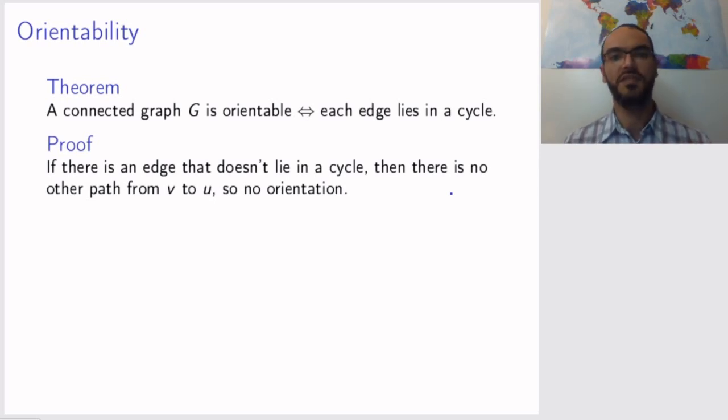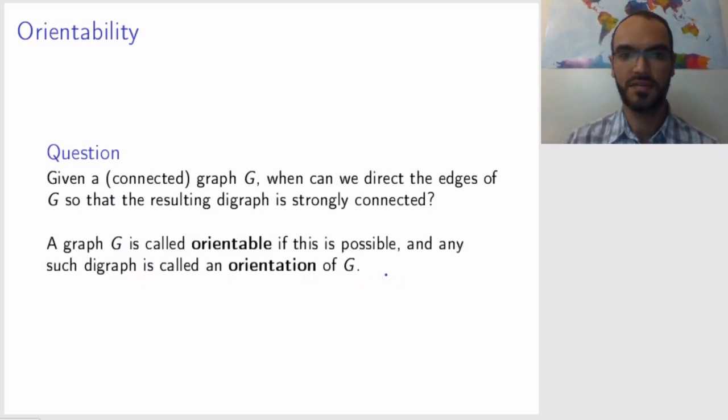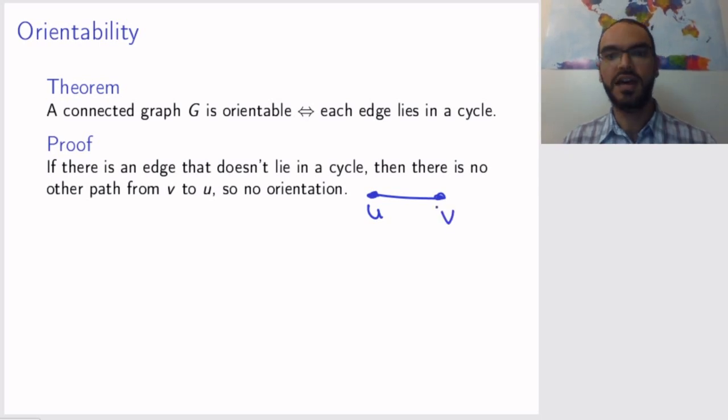It is orientable if and only if each edge lies in a cycle. So remember, this was our problem here, that this edge did not lie in a cycle, and therefore the graph was not orientable. So let's prove this. Assume that there is an edge that does not lie in a cycle. So you have the same problem we had with the bridge, we have here u, v. I have to orient it in some way, and if I orient it from u to v, then I cannot go back from v to u along this edge.